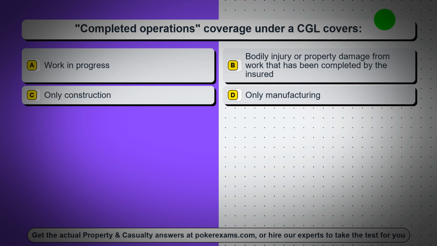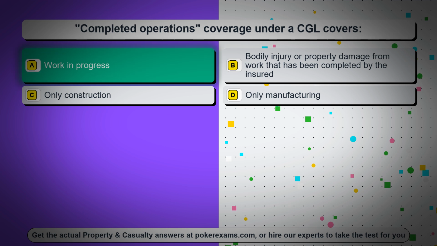Question 3. Completed operations coverage under a CGL covers: Option A, work in progress. Option B, bodily injury or property damage from work that has been completed by the insured. Option C, only construction. Option D, only manufacturing.